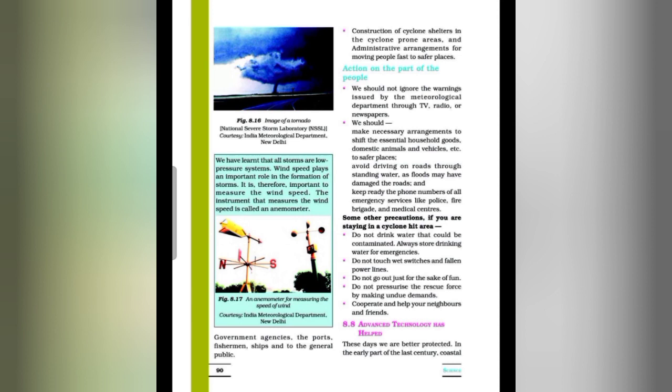So what precautions to be taken after the cyclone hits the area? Do not drink water that could be contaminated by flood, because by avoiding this water we can avoid the waterborne disease. Drink only clean water which has been stored for emergencies. Do not touch wet switches and fallen power lines, because they will create electric shock. So do not touch wet electric switches and fallen electric power lines, and do not use electrical appliances if they are wet.